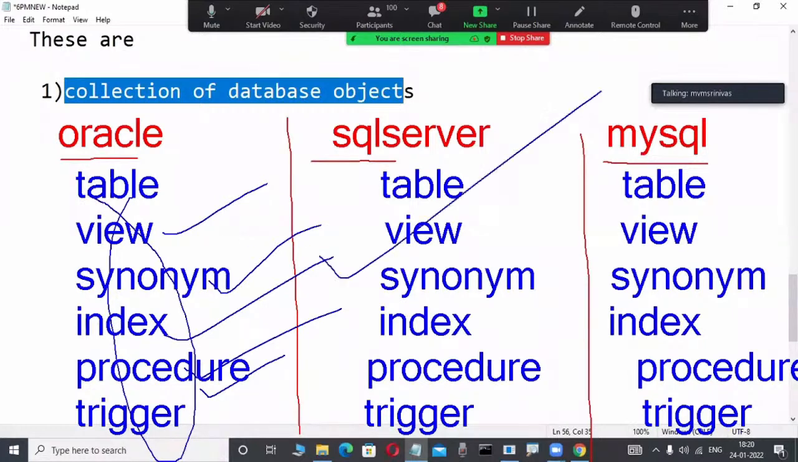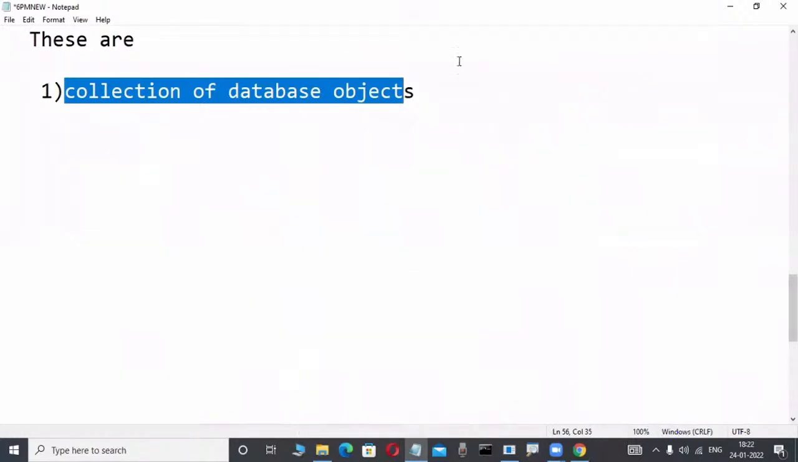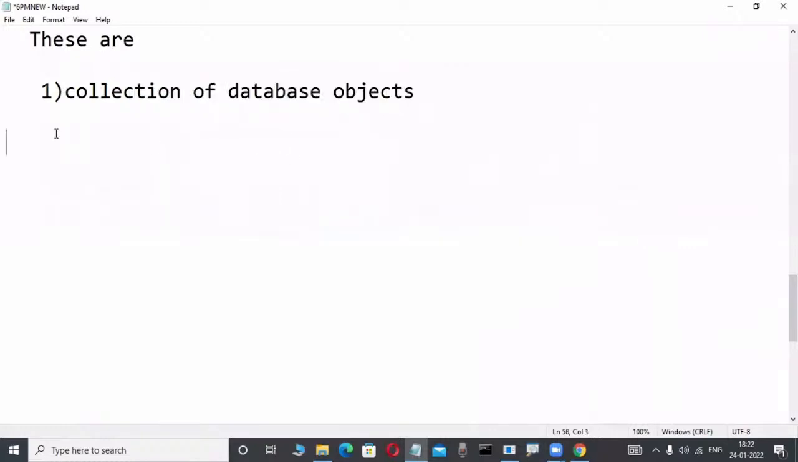Suppose you are learning Oracle, then another database is also very easy. It is not required to learn all those things; one product perfectly is enough. That's why the collection of database objects is very easy. In any relational data model product, we also observe another easy concept.